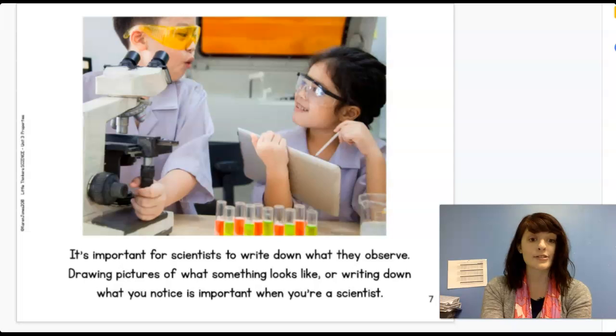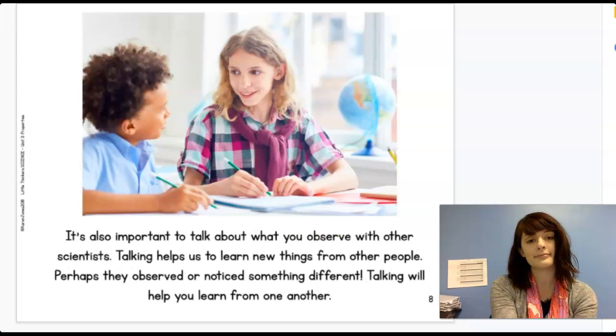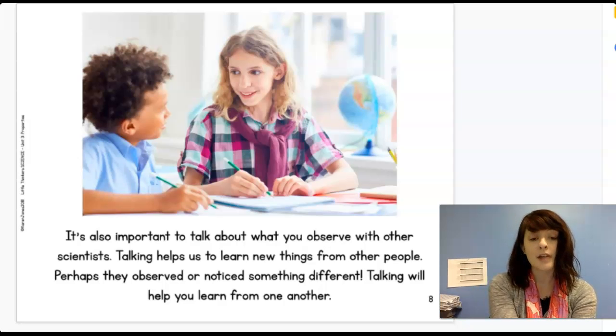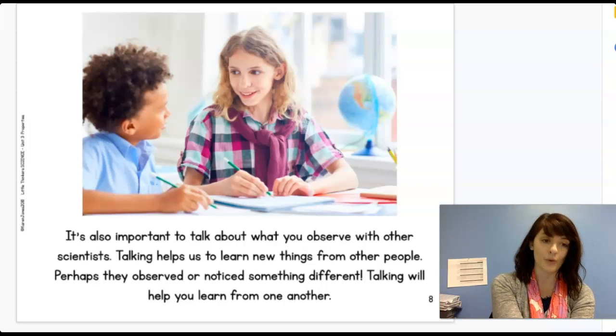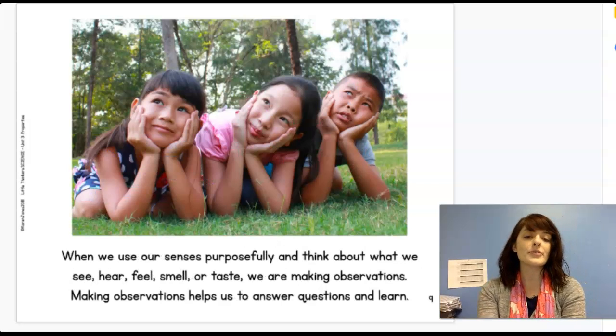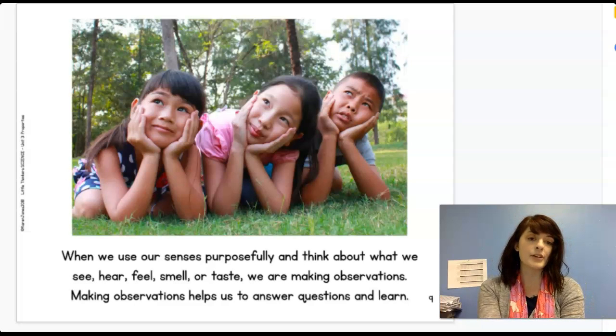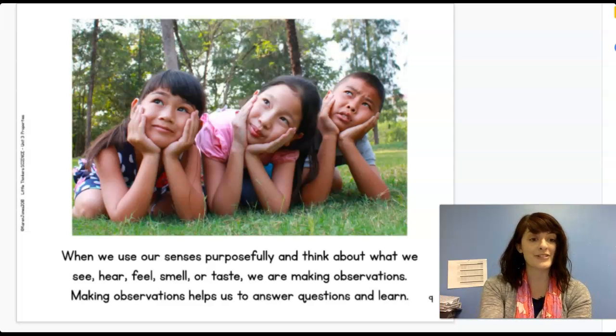It's important for scientists to write down what they observe. Drawing pictures of what something looks like or writing down what you notice is important when you're a scientist. It's also important to talk about what you observe with other scientists. Talking helps us learn new things from other people. Perhaps they observe or notice something different. And talking will help you learn from one another, and it's something that we already do a lot of and will do more of. When we use our senses purposefully and think about what we see, hear, feel, smell, or taste, we are making observations. Making observations helps us to answer questions and learn.